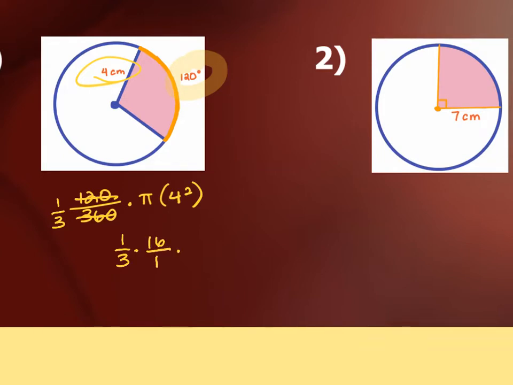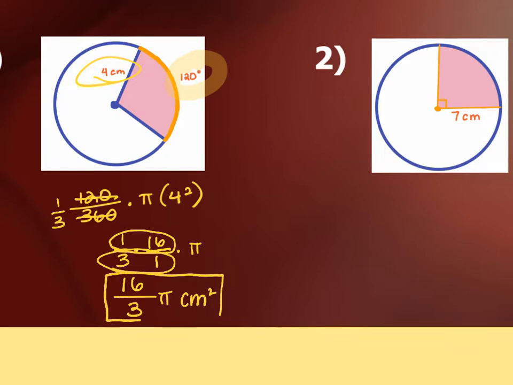I could put that over 1 and then bump pi all the way to the end. Multiply that straight out. All the numerators that are left, which would be 16 and 1, that would be 16. The denominators that are left, 3 and 1, that would be 3 pi. So that's one way to do it. 16 over 3 pi is an acceptable answer. It would be centimeters squared, but it would be the right answer.